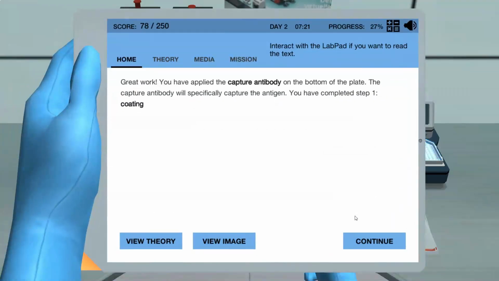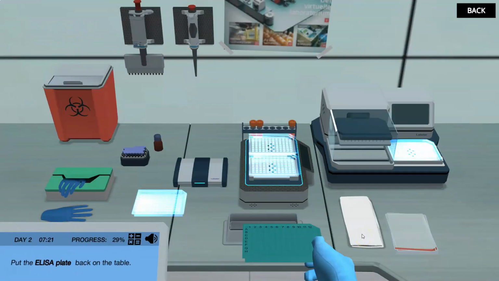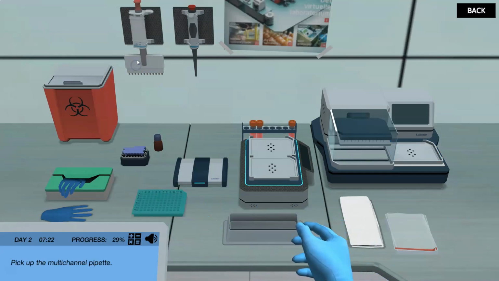Great work! You have applied the capture antibody on the bottom of the plate. The capture antibody will specifically capture the antigen. You have completed step 1, coding. Put the ELISA plate back on the table. Pick up the multi-channel pipette.